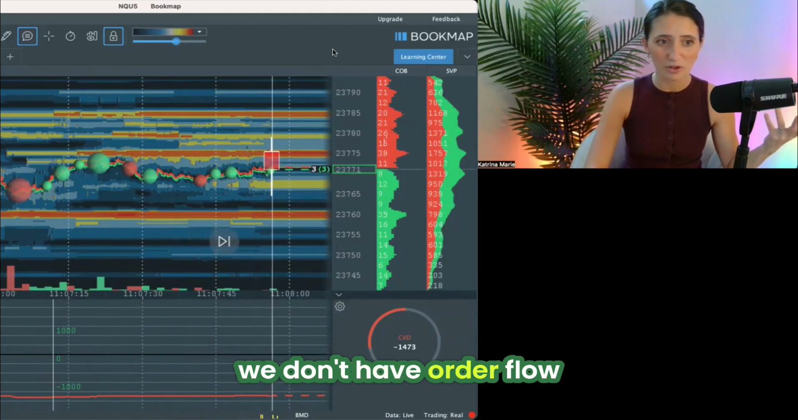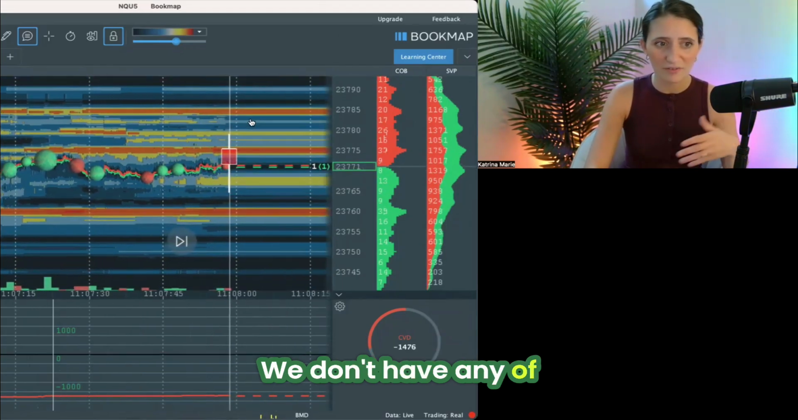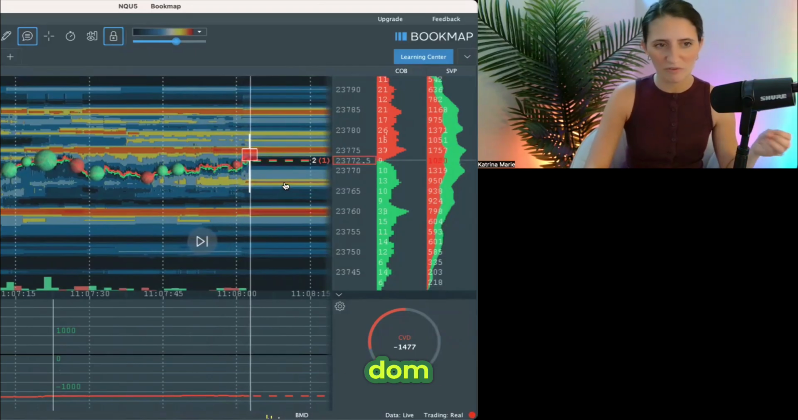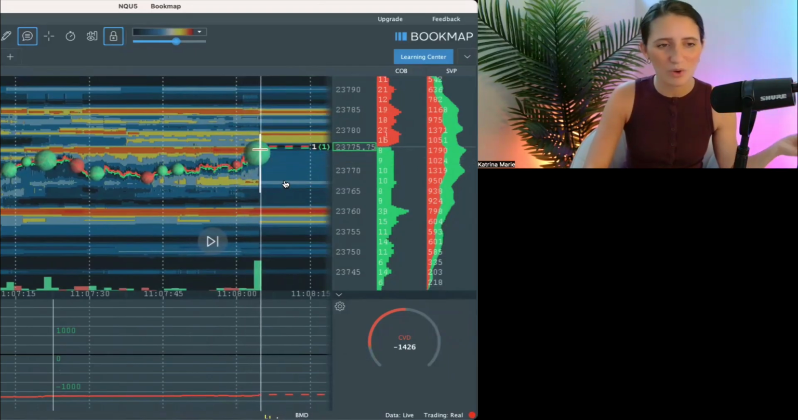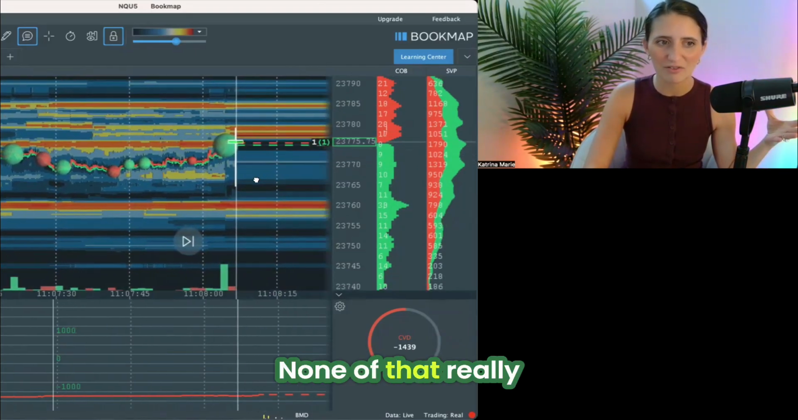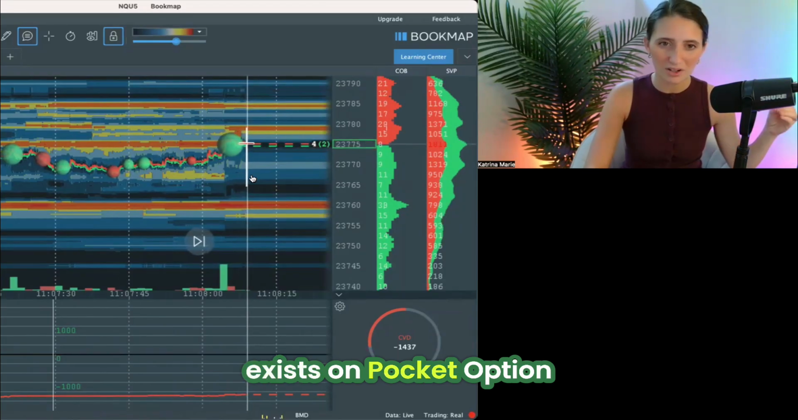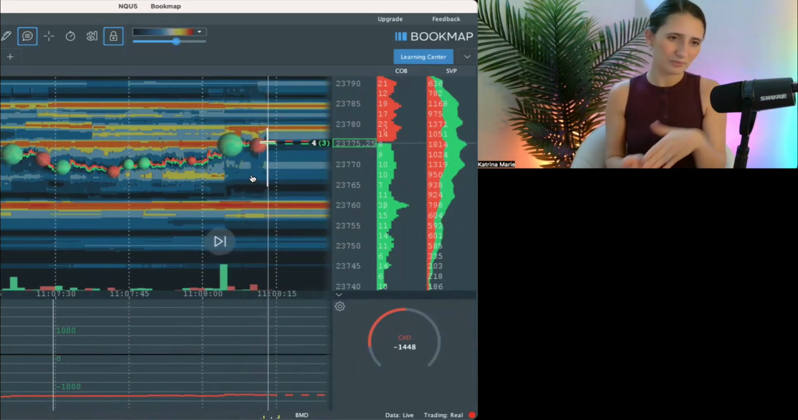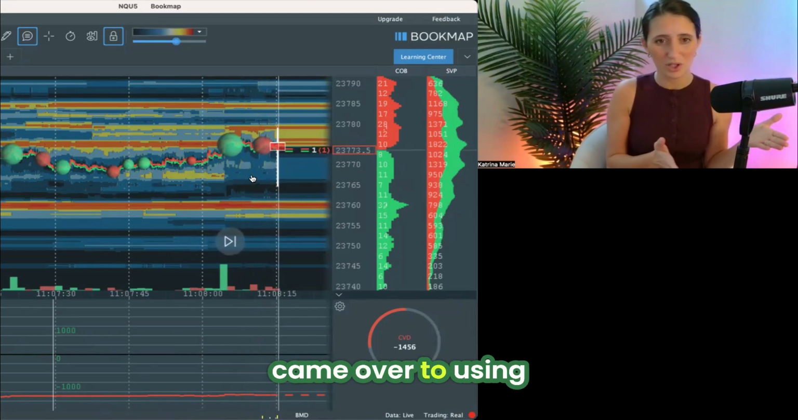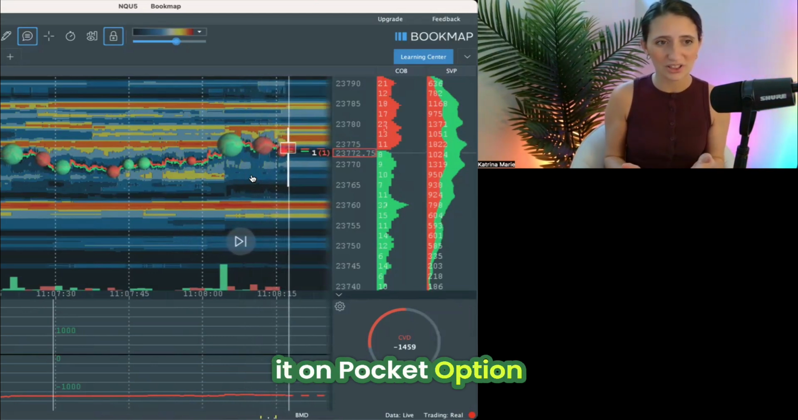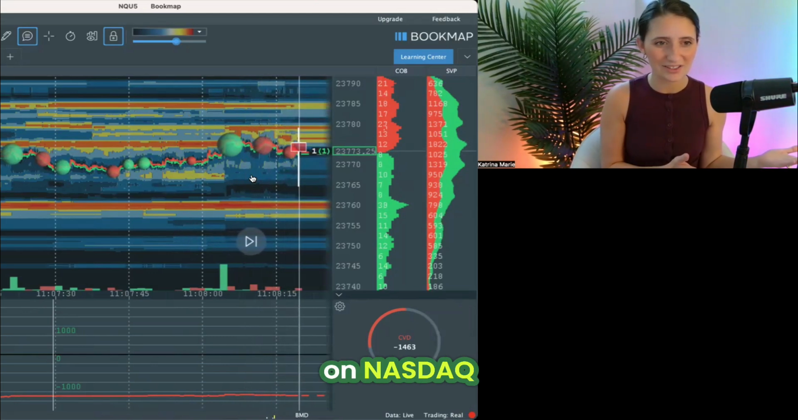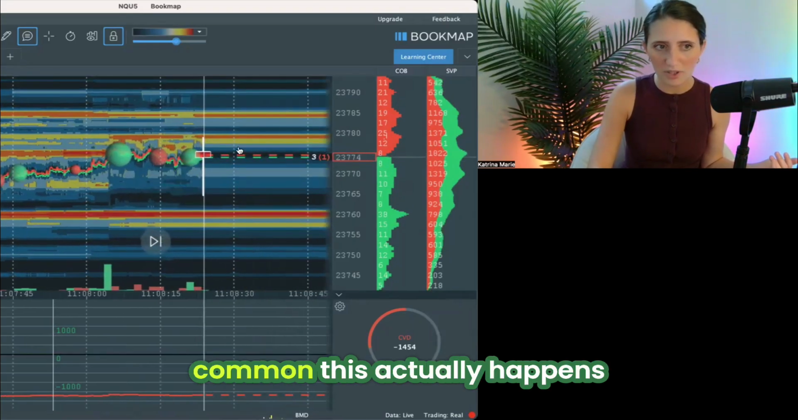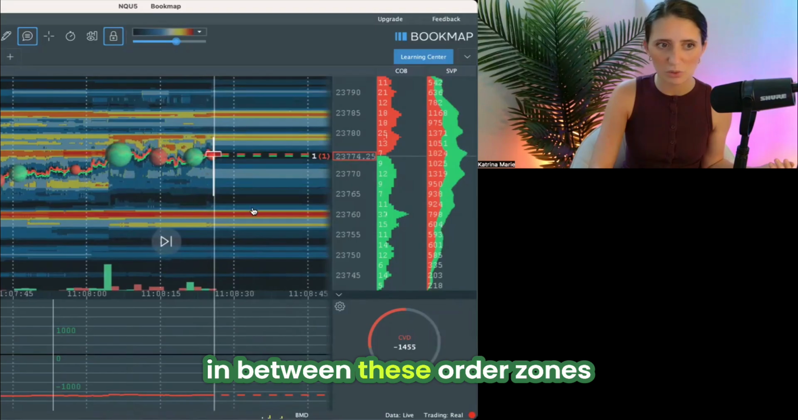We don't have order flow. We don't have any of this delta, DOM, volume, footprint, whatever you like to look at. None of that really exists on Pocket Option. So I had to dissect this candle on my own. Then when I came over to using it on NASDAQ, I was completely blown away with how common this actually happens in between these order zones.